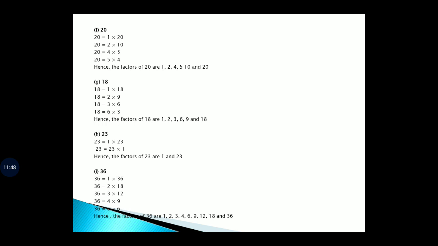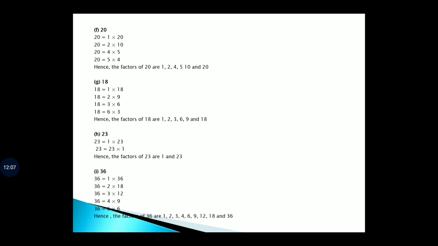Now let us move on to the next one, 23. Here we can see that 23 can be multiplied only with 1. 23 is equal to 1 into 23 and 23 is equal to 23 into 1. Hence the factors of 23 are 1 and 23.